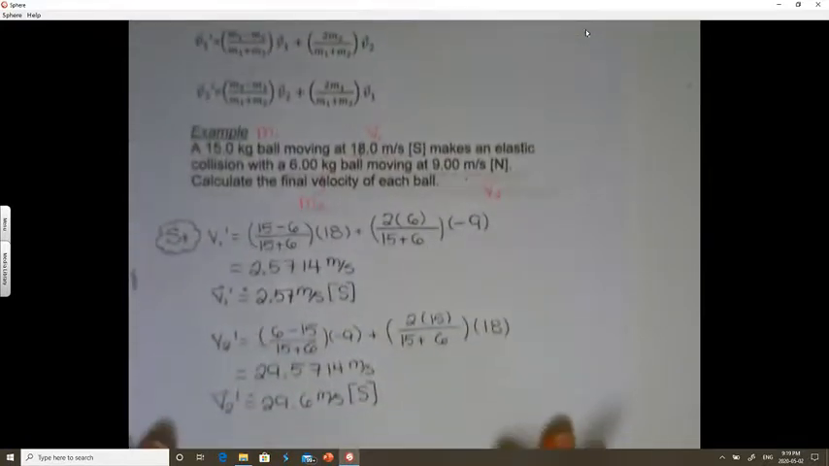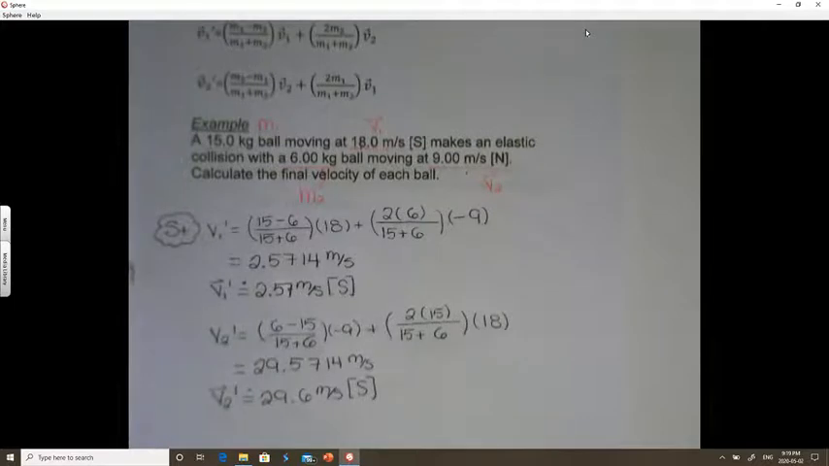So we have a 15 kilogram ball moving at 18 meters per second south, which experiences an elastic collision with a 6 kilogram ball moving at 9 meters per second north. Now we're going to figure out the final velocity of each ball. One option to do this is to use that specialized equation set number 2. But we can manipulate the problem a little bit in order to use set 1.